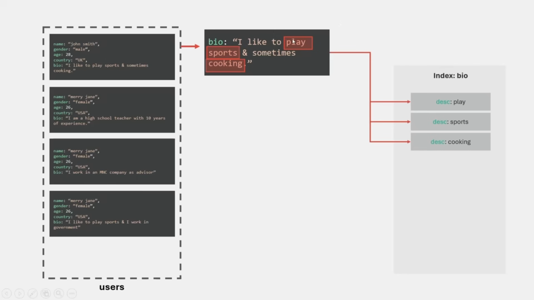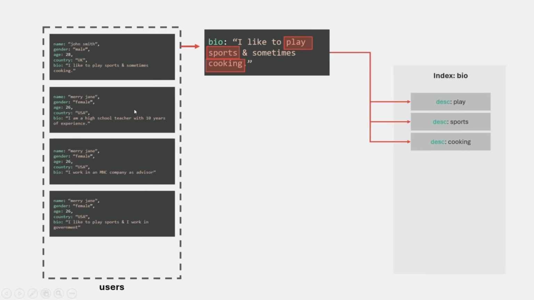So when we have created a text index on this bio field, as you can see, from this string value, from this bio field, it has taken important words like play, sports, cooking, etc. And based on that, it has created these elements in the index. So this is also a multi-key index. And the important point to note here is that it does not take the stop words, like I, to, and, or, me, something like that. It will not take those values.